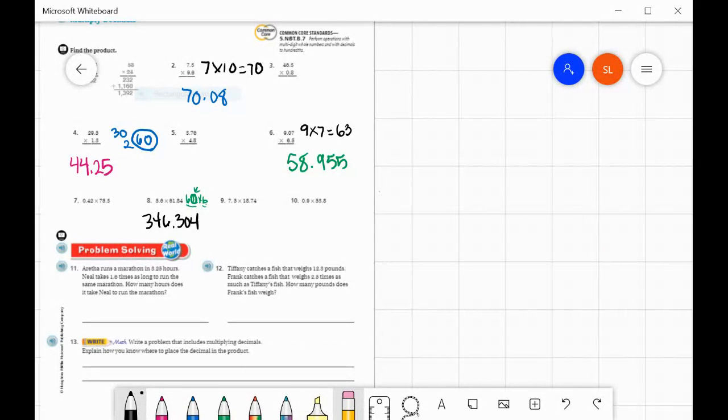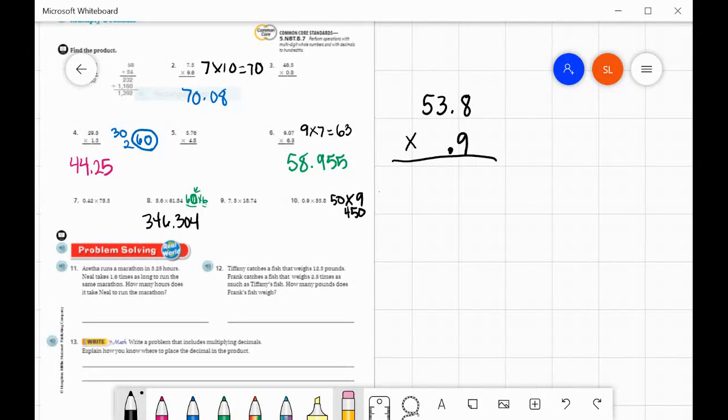And look at number 10. 10 is 53.8 times 0.9. Okay, so 53 would round to 50 times 9, which would be 9 times 5 is 45, and add a 0. Got about 450. That's what our answer is going to be, somewhere around. All right, that's a reasonable answer, somewhere near 450. All right, go ahead and pause your video and work that out.